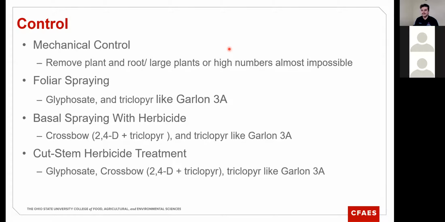It's really, really difficult. We recommend mechanical control, going in, mowing it down, chopping it down with the chainsaw, and then going in with a herbicide and finishing the job. But foliar spraying, again, glyphosate and triclopyr, like Garlon 3A, you can go over top on the leaves.